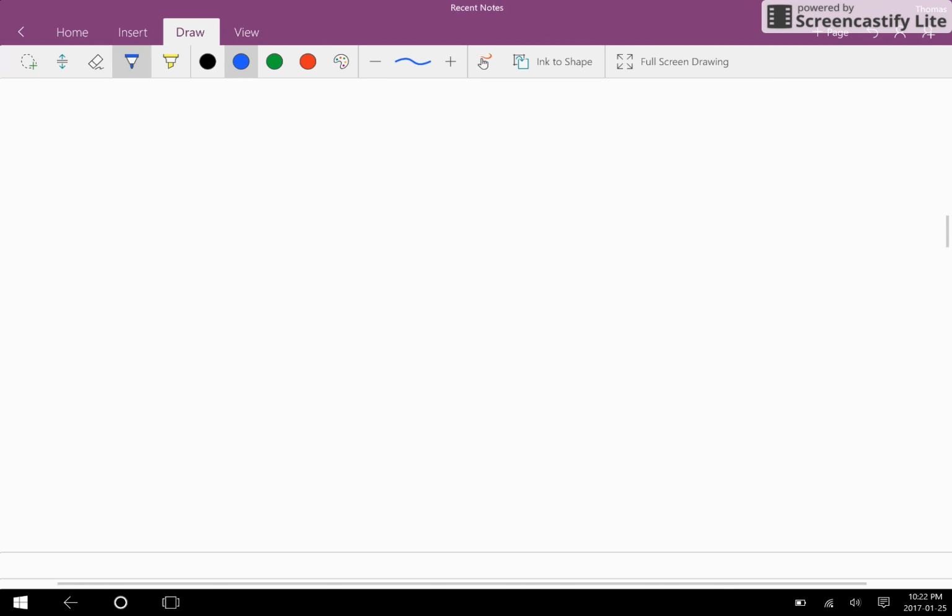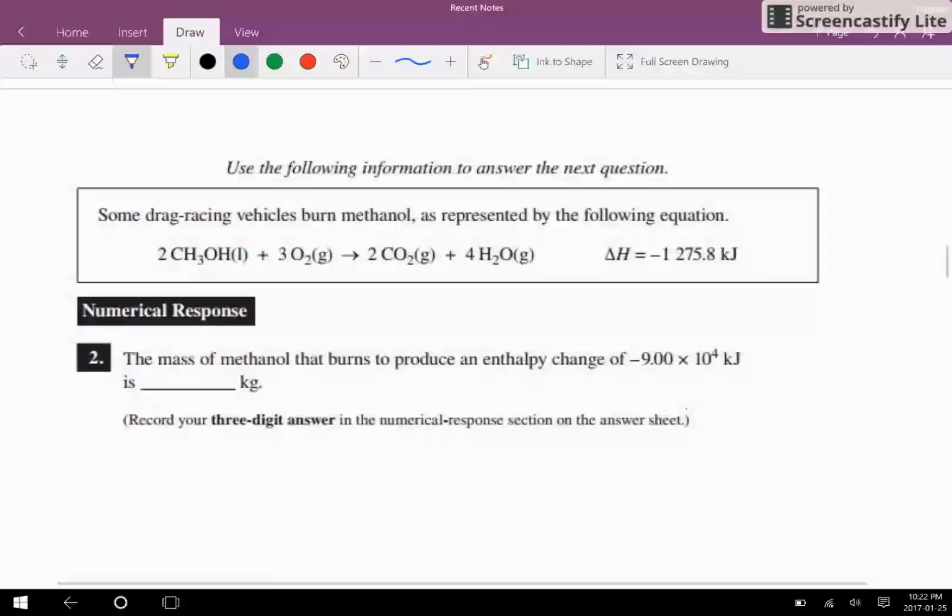Okay, let's take a look at the next one here. And this time, we see that the enthalpy is given to us in delta H notation. And that's relative to the molar amounts that we see in the chemical reaction. Now they're asking us to find the mass of methanol that burns to produce this specific enthalpy, 9 times 10 to the 4 kilojoules. But they would like to see the mass recorded in kilograms.